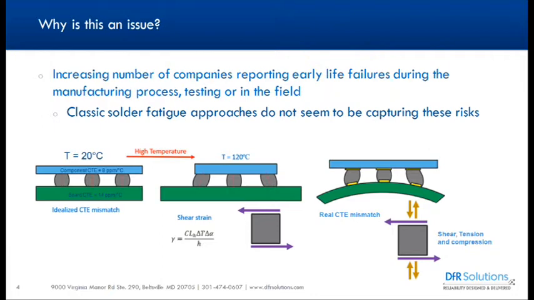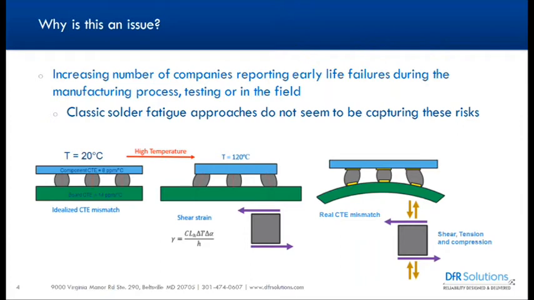Ideally, what happens is what you see on the left. You have a CTE of the component, which for a QFN BGA can be anywhere between 8 to even 13 or 14 ppm, and you have a board that is anywhere between 13 to 17 ppm. Ideally, the board expands as a rigid body, meaning it doesn't bend, and then the component expands as a rigid body, and you have a pure shear strain, which is a delta alpha delta T effect.